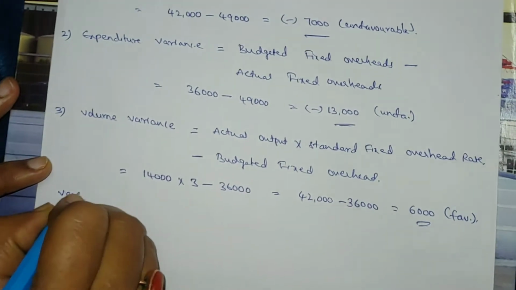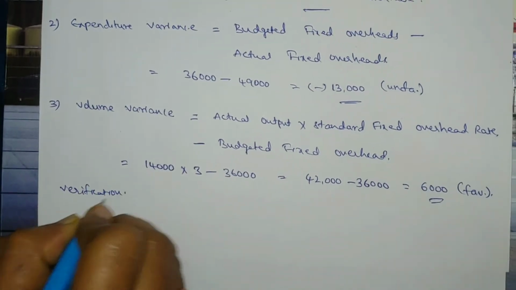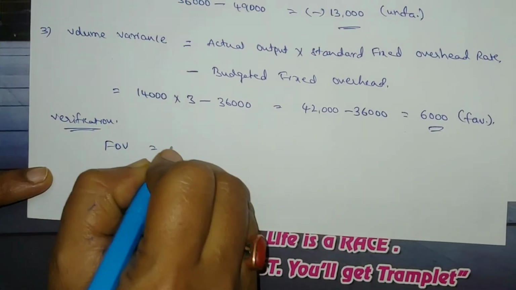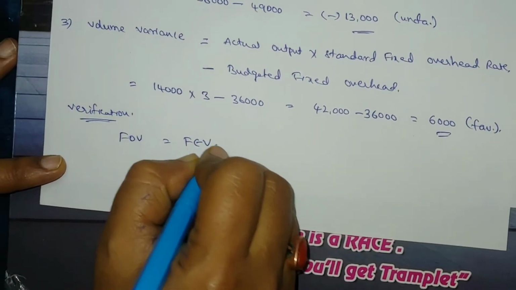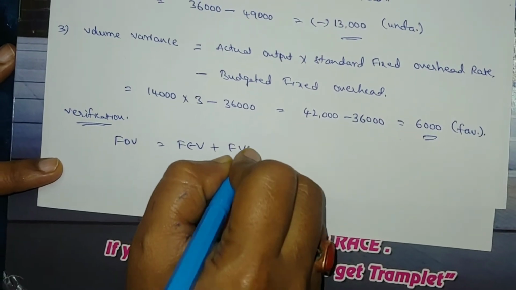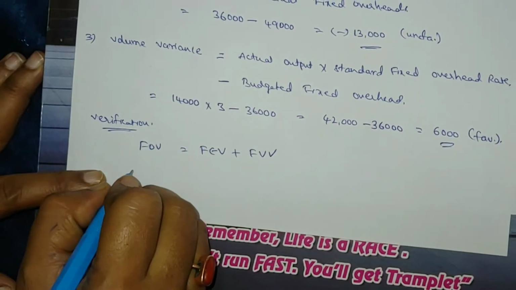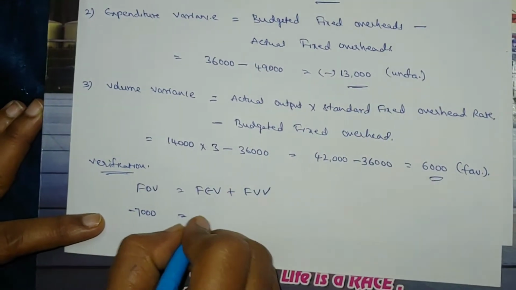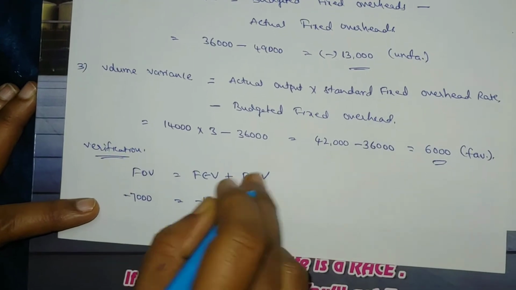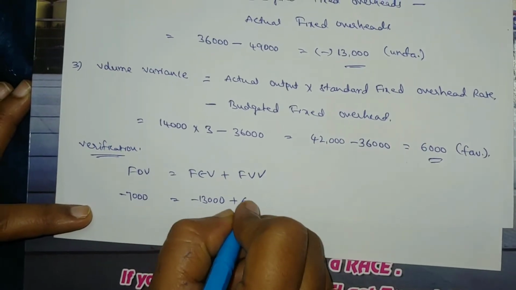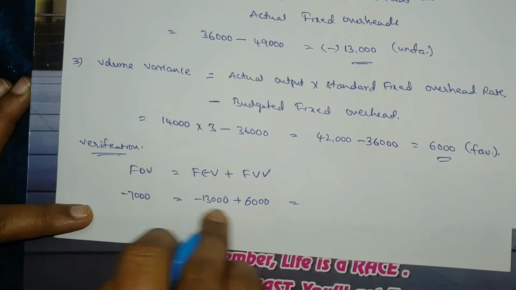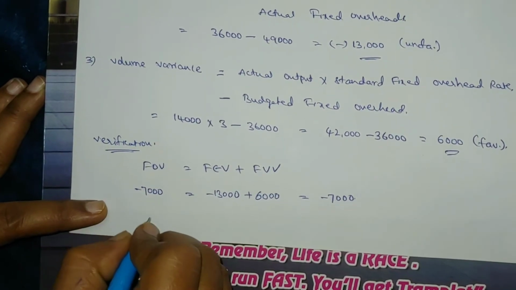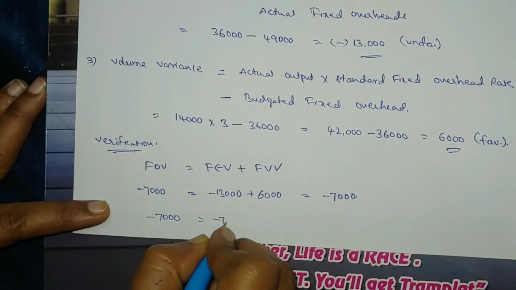How to verify? Verification. Fixed overhead variance is equal to fixed expenditure variance plus fixed volume variance. Fixed overhead variance is equal to minus 7,000 equal to fixed expenditure variance is equal to minus 13,000 plus fixed volume variance is equal to plus 6,000 is equal to minus 13,000 plus 6 is equal to minus 7,000. Therefore, minus 7,000 equal to minus 7,000.